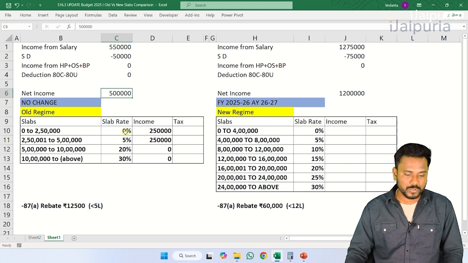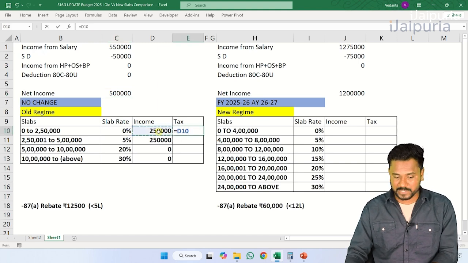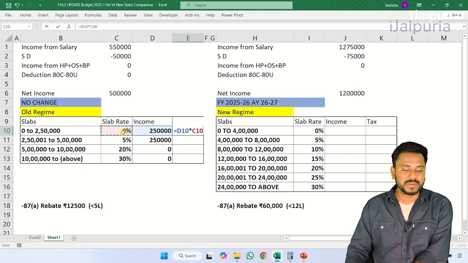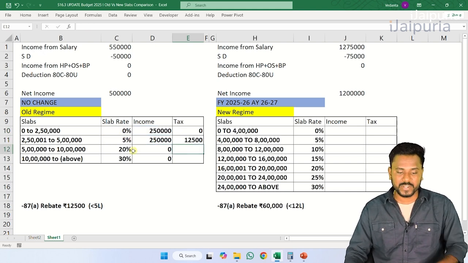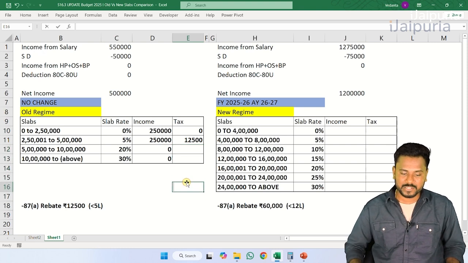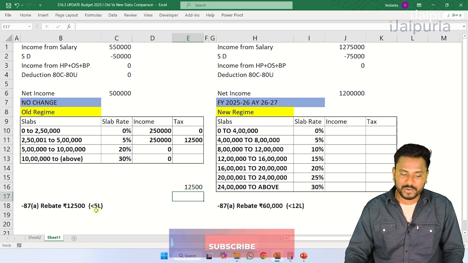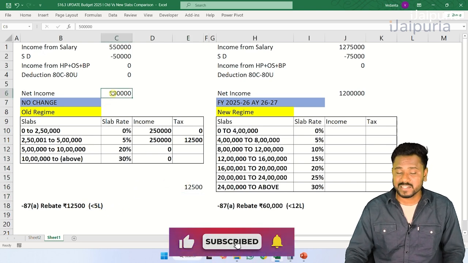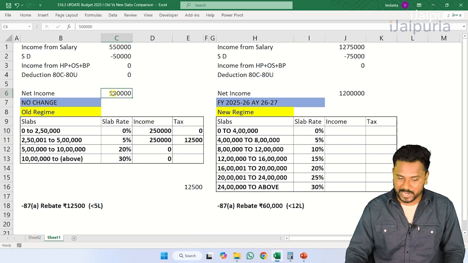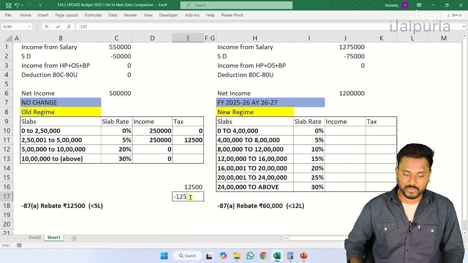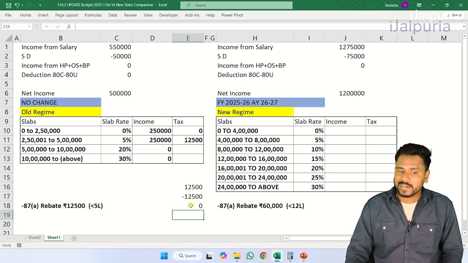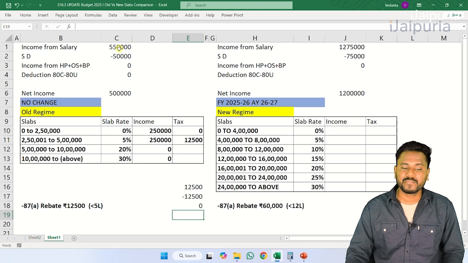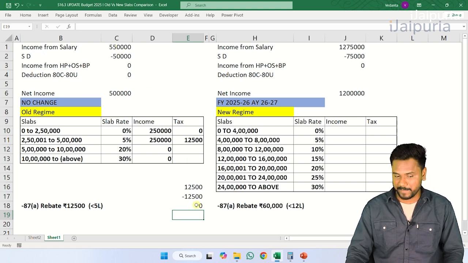So on the first 2.5 lakhs the applicable rate is 0%, and on the second 2,50,000 the applicable rate is 5%, and the tax calculated is 12,500. As per the old regime, you can claim the benefit of the rebate if the net income is less than or equal to 5 lakhs. As our income is 5 lakhs, we can subtract the rebate of 12,500. So now it is 0. So for salaried employees, up to an income of 5,50,000, there is no tax.